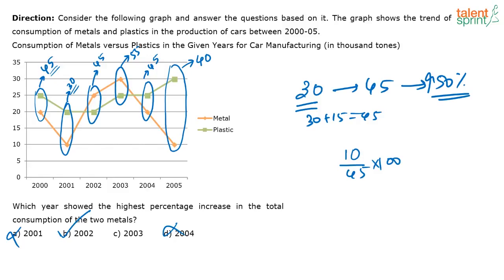I hope the explanation is clear. You just have to compare between 2002 and 2003. When you look at 2002, from 2001 the increase in consumption is 50%, correct? When you look from 2002 to 2003, the increase is not as much as 50%. It is definitely lesser than that. So directly you can take the answer as option B, that is 2002.